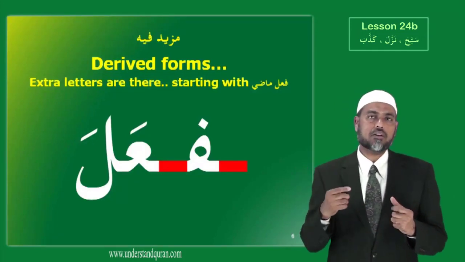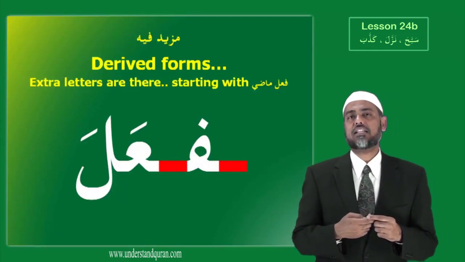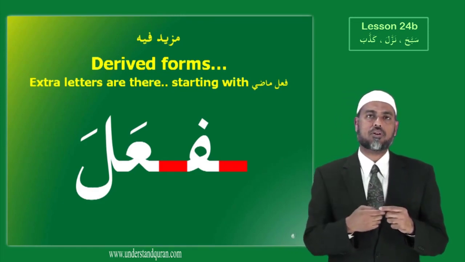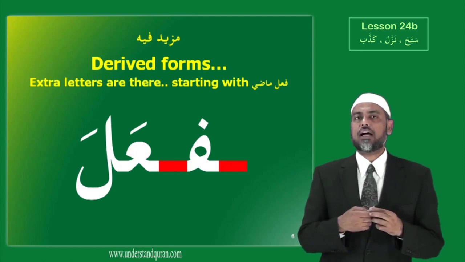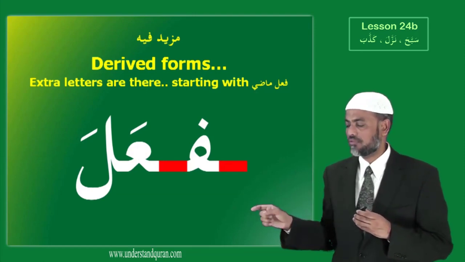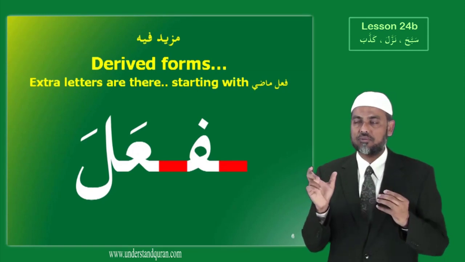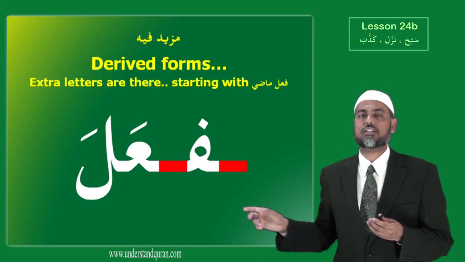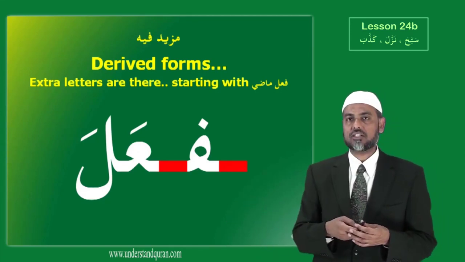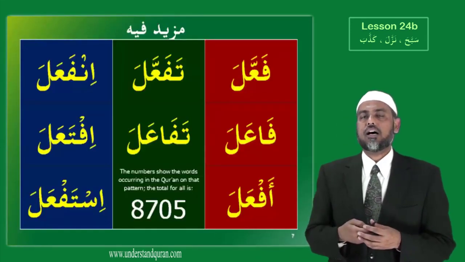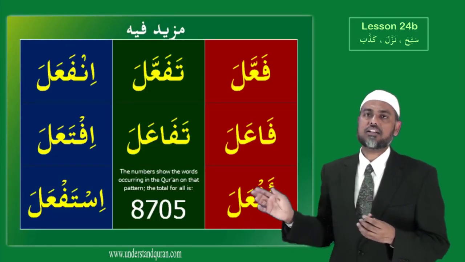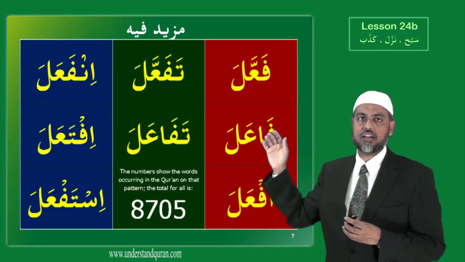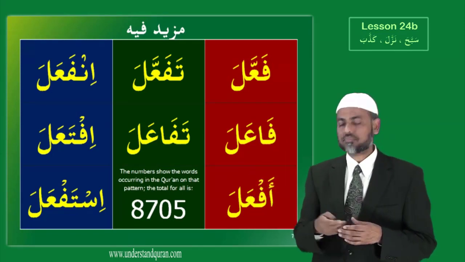Now we learned derived forms. In the last lesson we already saw what these derived forms are. Basically you add extra letters in the verb fa'ala, starting with fa'ala madi. So you can see those red dots or red spaces where extra letters are generally filled up. And the result is fa'ala, fa''ala, fa'ala, af'ala, tafa''ala, tafa'ala, infa'ala, ifta'ala, istaf'ala.